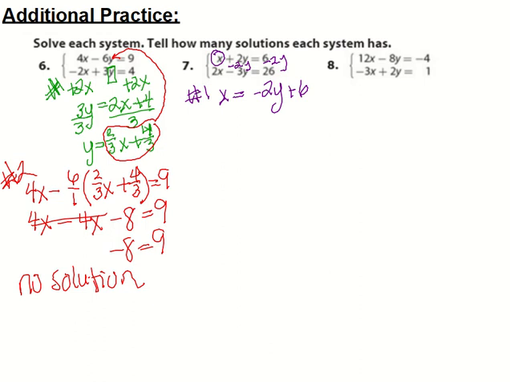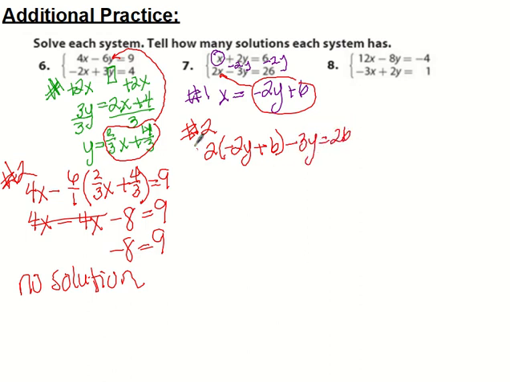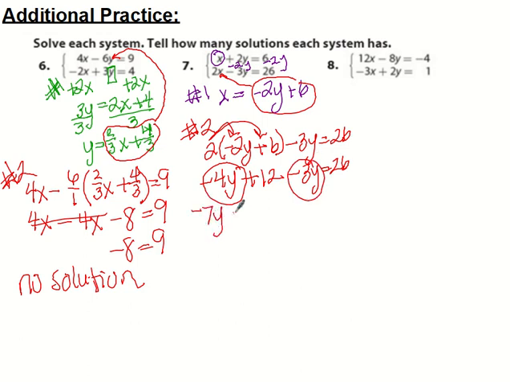So we're going to take that and plug it in for x right here. So step 2 is 2 parentheses negative 2y plus 6 minus 3y equals 26. So we distribute by 2, and we get negative 4y plus 12 minus 3y equals 26. So if we combine these, we actually get negative 7y plus 12 equals 26.